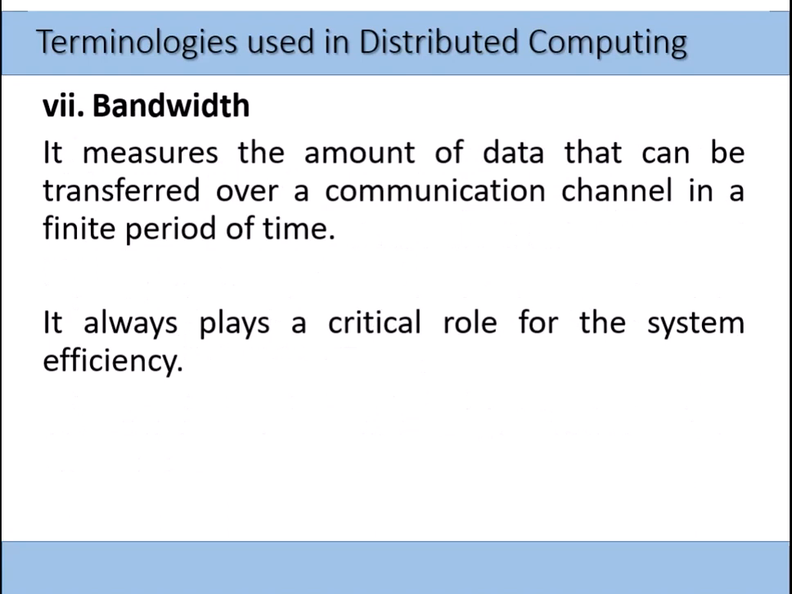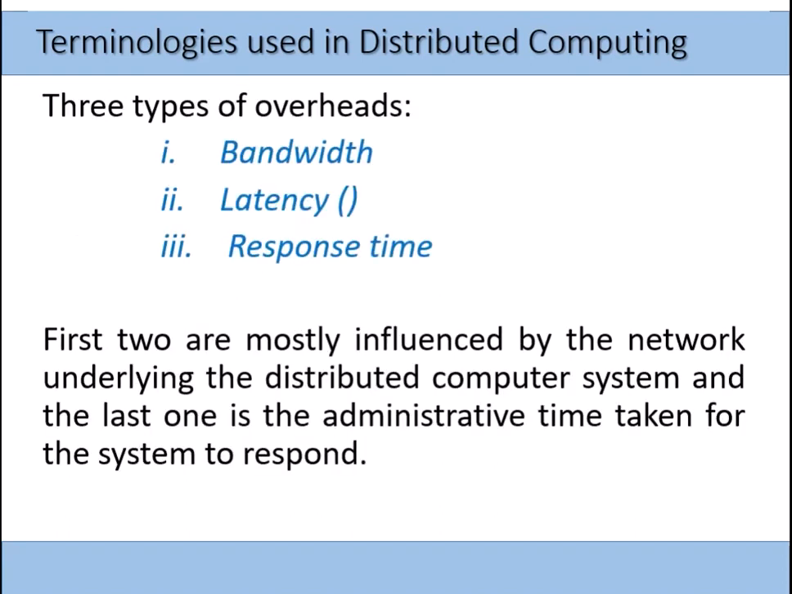And bandwidth is the amount of data that can be transferred over the communication channel. So it is measured in terms of frequency. If there is more bandwidth, there will be more allowed frequencies through the communication channel among the different processors.